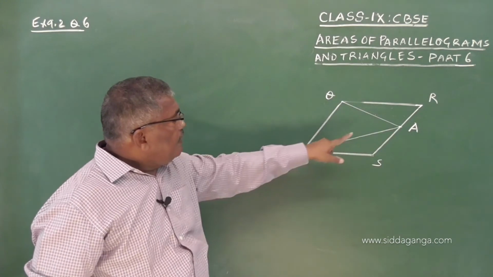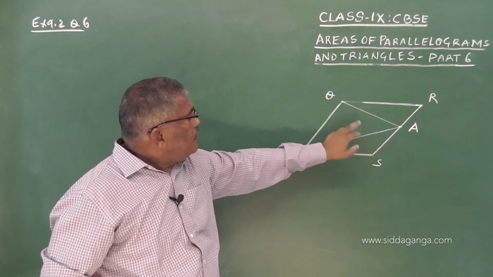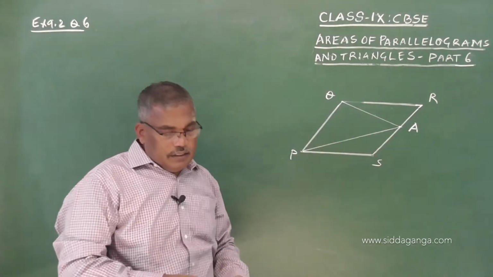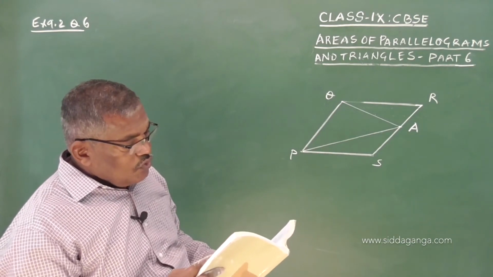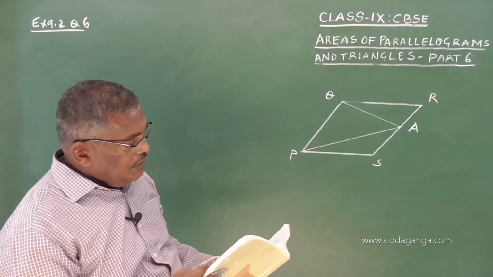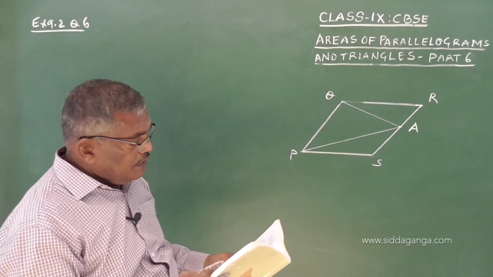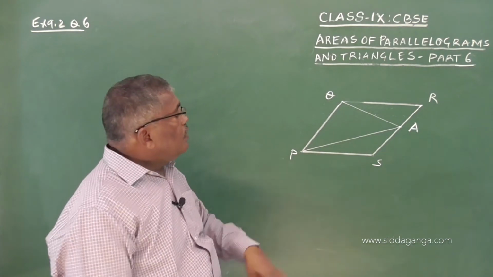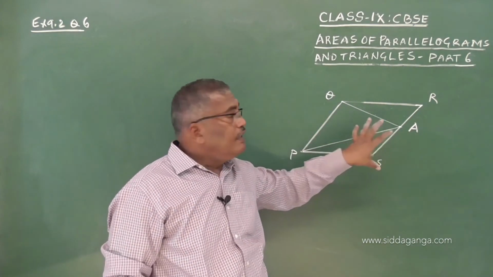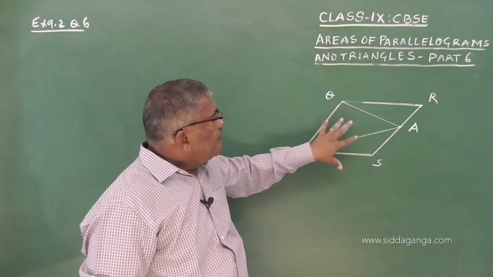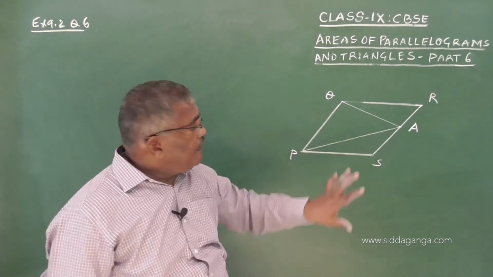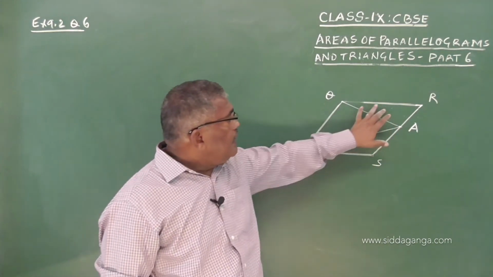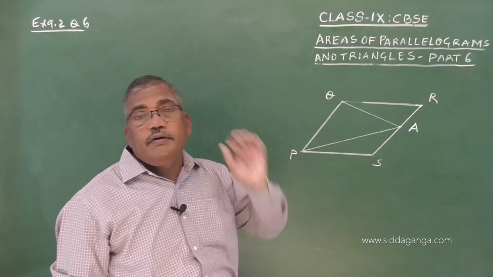I mean to say, PAS is one triangle, PQA is another triangle, and QRA is another triangle. And the farmer wants to sow wheat and pulse in equal portions of the field separately. How should she do it? So, she wanted to sow 2 types of crop in equal areas, but we have 3 triangles. So, therefore, we have to know the areas of these triangles so that we can equate them.